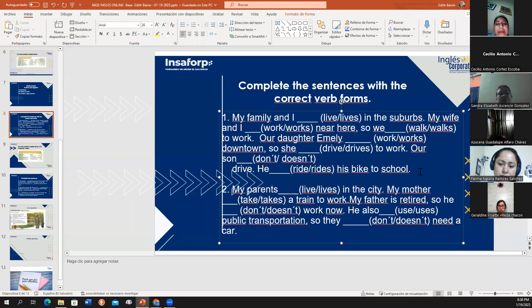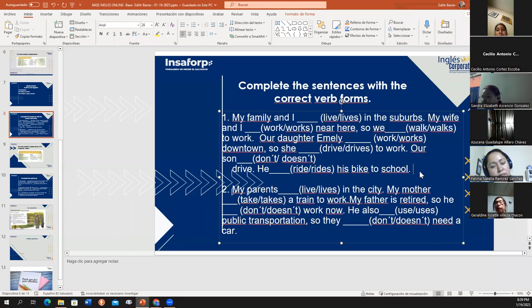Go ahead. My family and I live in the suburb. My wife and I work near here, so we walk to work. Our daughter Emily works downtown, so she drives to work. Our son don't drive. He rides his bike home. Okay, my son don't or doesn't? Our son doesn't drive. Okay, try to make the S sound. Try to make the S sound at the end of the letter, because if you don't, it can't be heard. She drives to work. Okay, good.